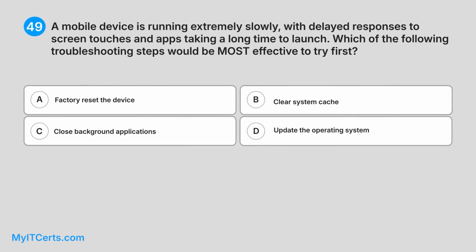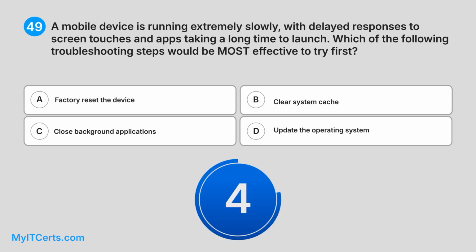(49) A mobile device is running extremely slowly, with delayed responses to screen touches and apps taking a long time to launch. Which of the following troubleshooting steps would be most effective to try first? A. Factory reset the device. B. Clear system cache. C. Close background applications. D. Update the operating system.